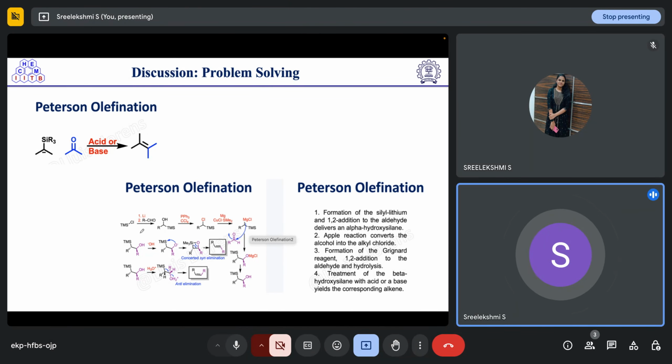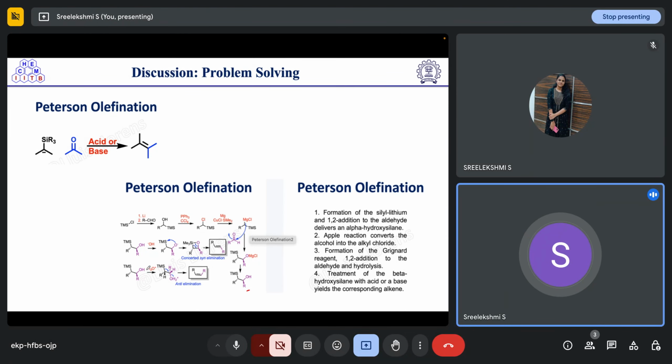So what is happening here is that this TMSCl, when we are treating with this lithium, first it will form the TMS lithium species, and that will undergo 1,2-addition over this aldehyde, and we will get this compound. Then upon treatment with PPh3 CCl4, that is basically the Appel reaction, which converts this hydroxyl group into this chloride. Then upon treatment with magnesium, this MgCl is formed, and then that will again add to the next aldehyde to form this species, and upon hydrolysis we will get this alcohol.